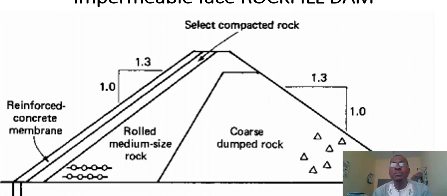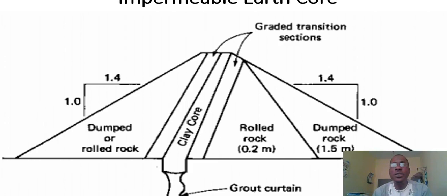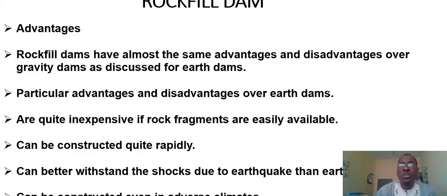So here we have the impermeable face rock-fill. Look at the structure of the embankment. It is very steep, with a reinforced concrete membrane, coarse dumped rock, and so on. You can also see the impermeable core, a clay core, with a grout curtain. The rolled rock is 0.2 meter to 1.5 meters, with graded transition sections at the top, which usually give it very strong stability.